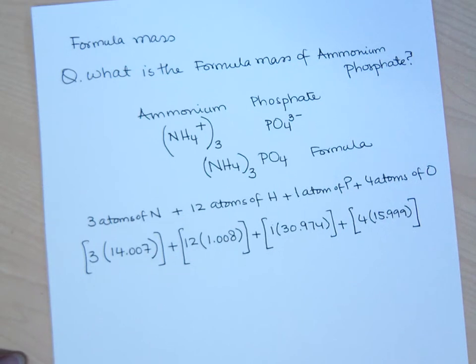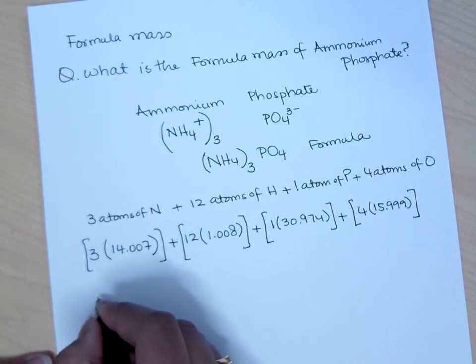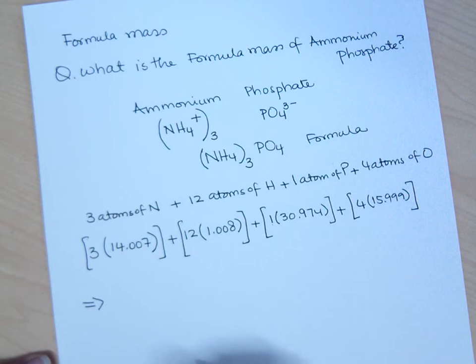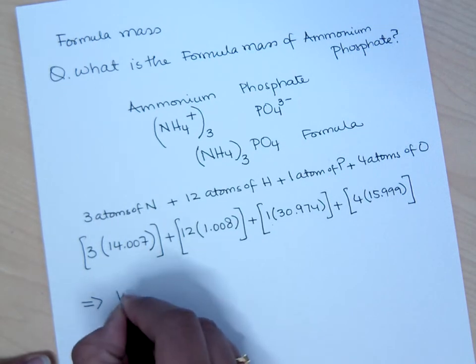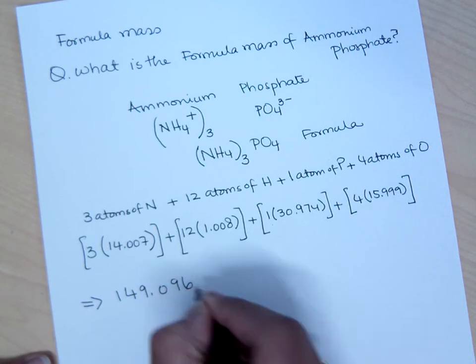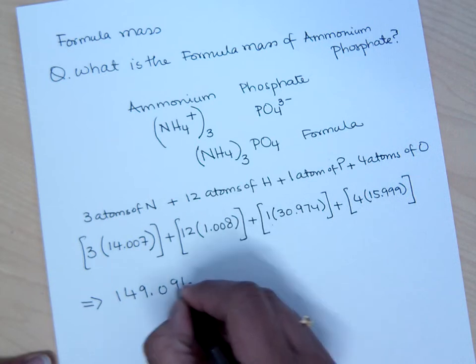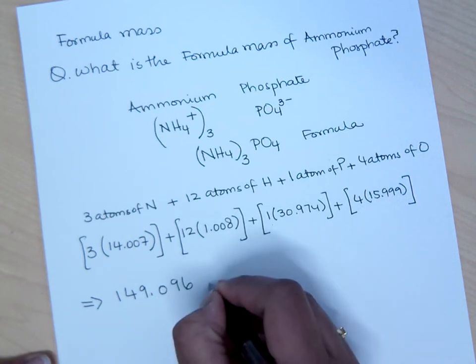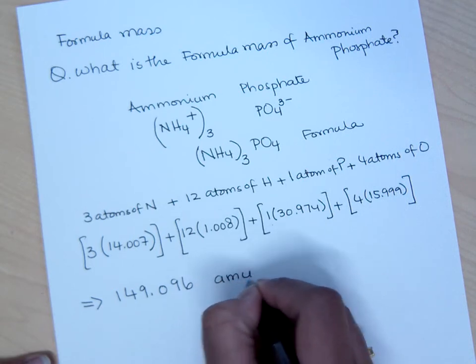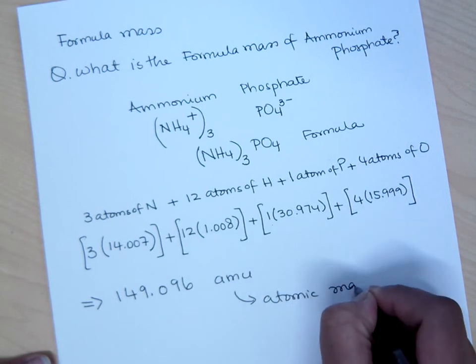Once we do this math, we need to add it all up and recognize what the total answer is. The total answer that I am getting from my calculator is 149.096. And because it's a formula mass, the unit is AMU. AMU stands for atomic mass unit.